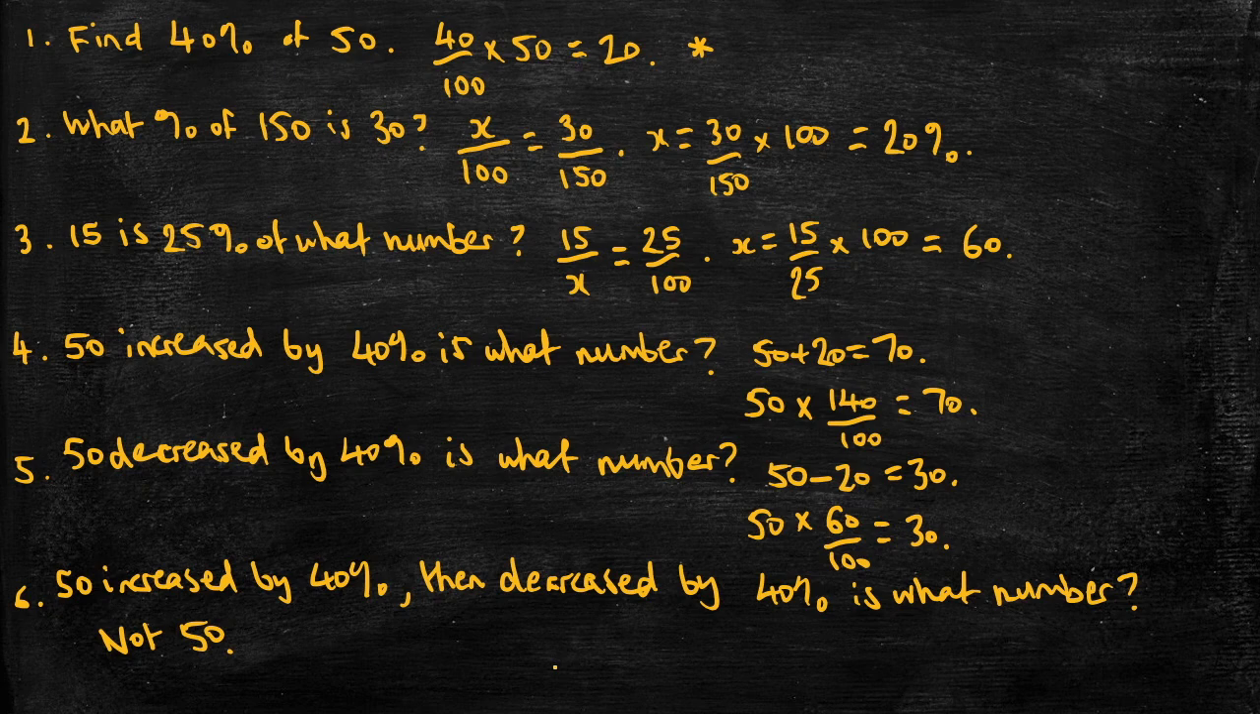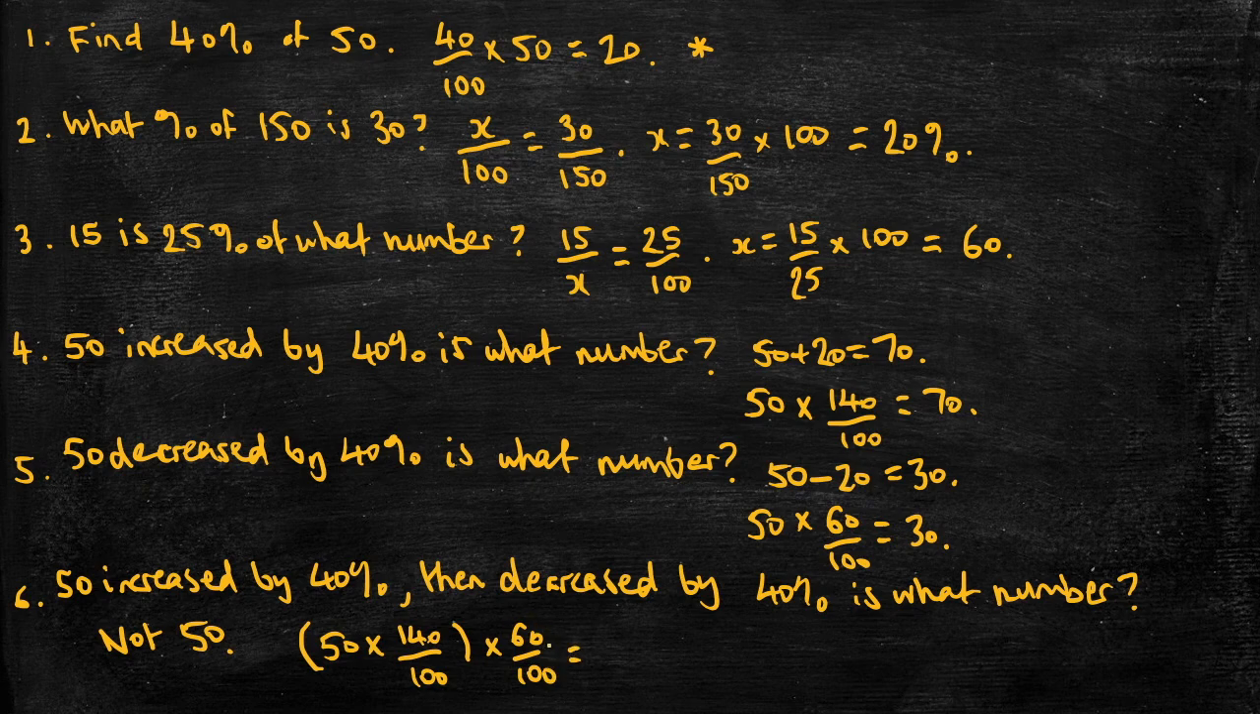instinctively that if we increase 50 by 40%, then decrease it by 40%, we get back to 50, but we don't. The reason is, let's increase it by 40% first. That means multiplying it by 140 over 100. Then we decrease by 40%. So we're going to take the result of increasing 50 by 40%, but then we're going to decrease by 40% from where we are now, not from where we started. So we'll multiply by 60 over 100.